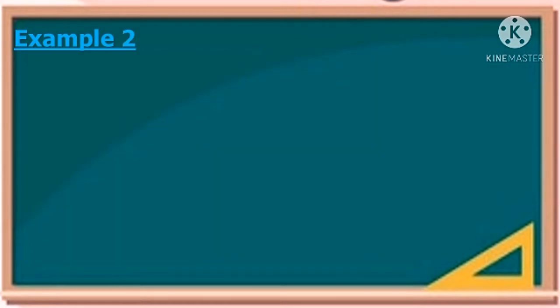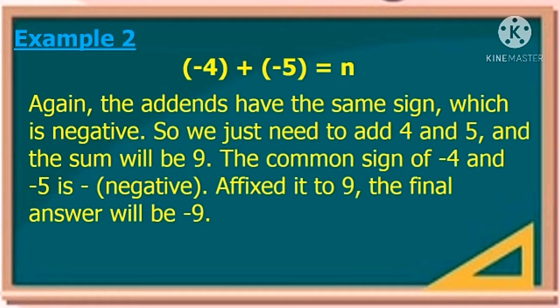Let's have another example. Negative 4 plus negative 5 equals n. Again, the addends have the same sign, which is negative. So, we just need to add 4 and 5, and the sum will be 9. The common sign of negative 4 and negative 5 is negative. Affix it to 9. The final answer will be negative 9. So, we have negative 4 plus negative 5 equals negative 9.